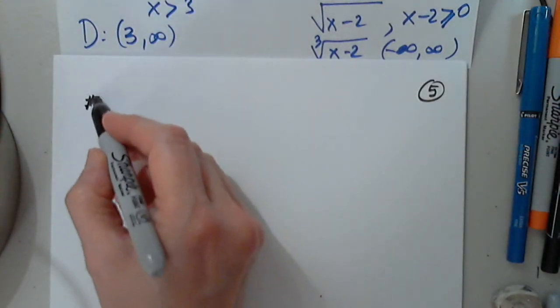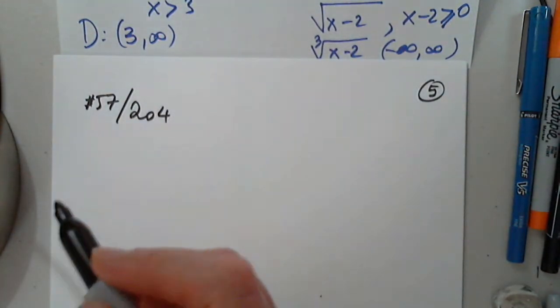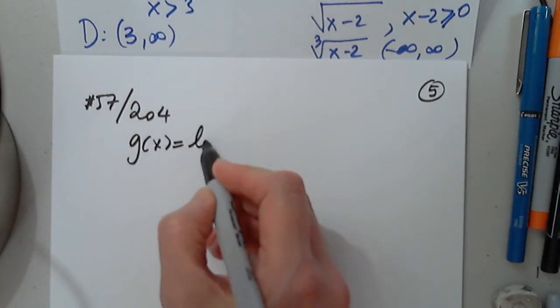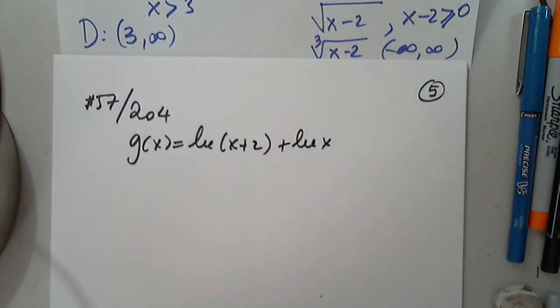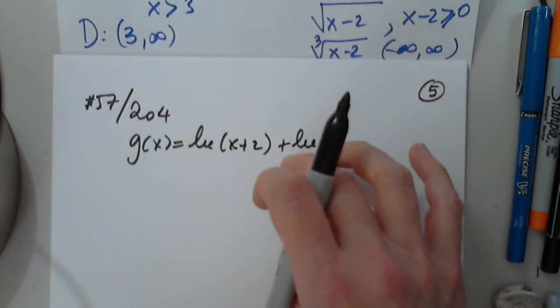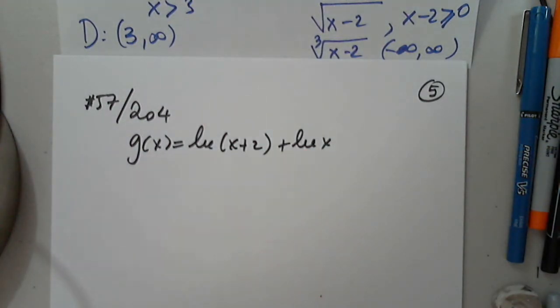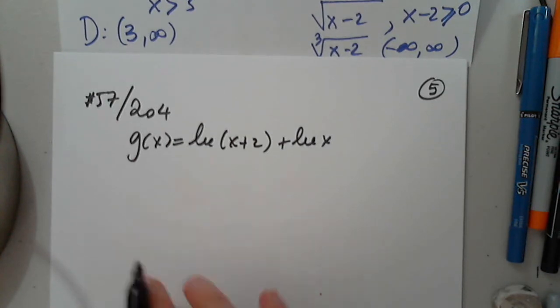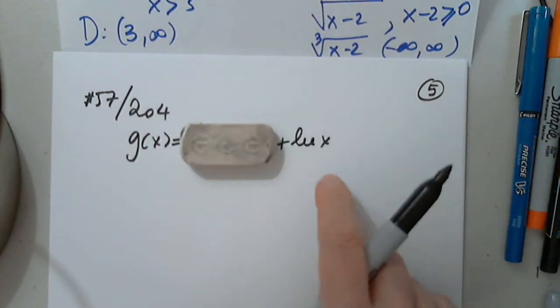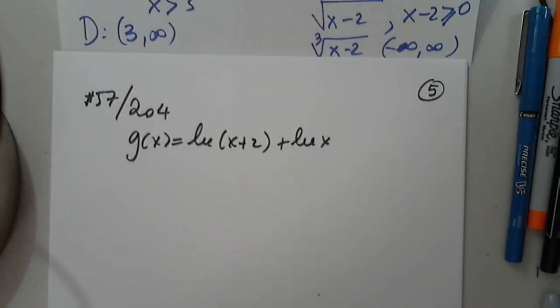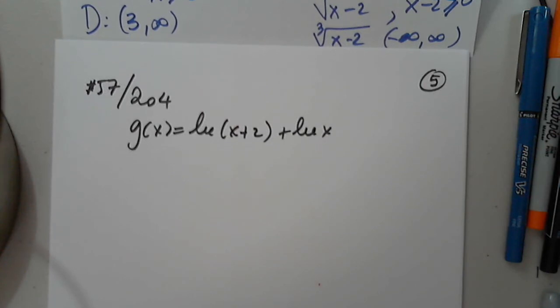This is all that you knew already. So let's look at 57 on 204. Then we have g of x. They're saying natural log of x plus 2 plus natural log x. And the question reads, find the domain of each log function and then graph the function. No, we don't need to graph. I'll assign a problem like this. You don't need to graph. We're not ready for graphs yet. Not for something like this. We are ready for a graph like this, but the sum, just punch in the calculator.